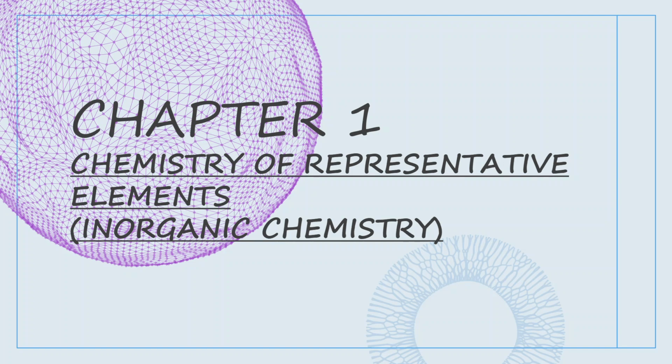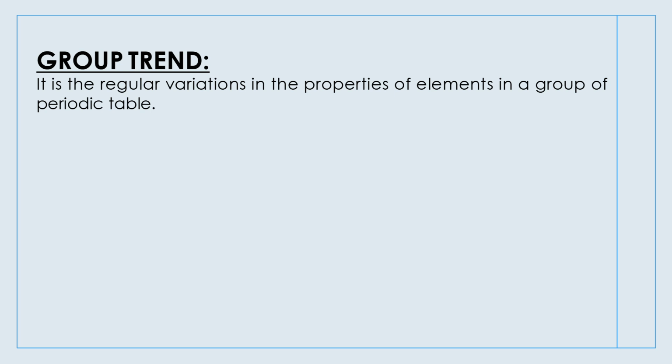The topic that we will study today is Chapter 1, Chemistry of Representative Elements, which is part of Inorganic Chemistry, and we will study the group trend of the electronegativity. Firstly, I'd like to explain the group trend.